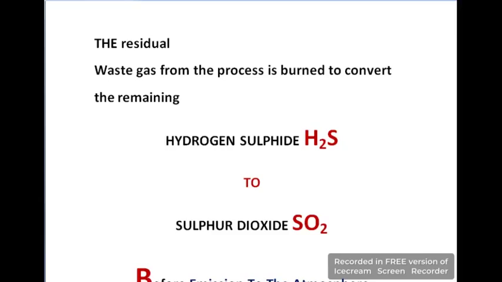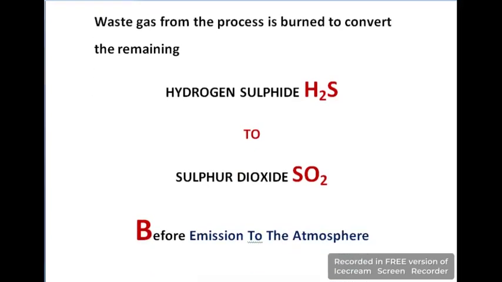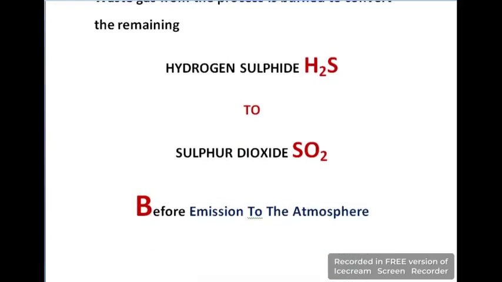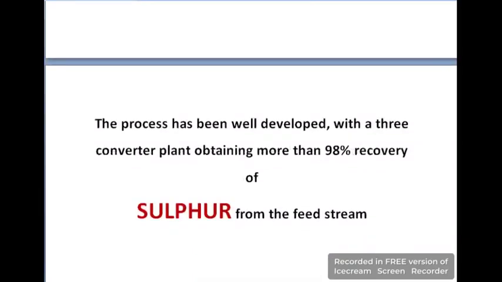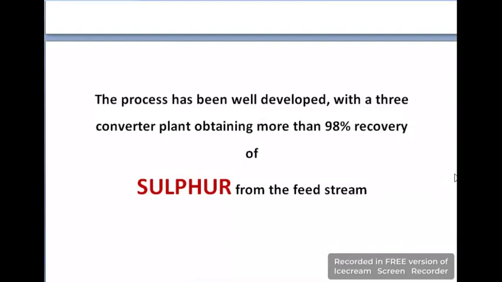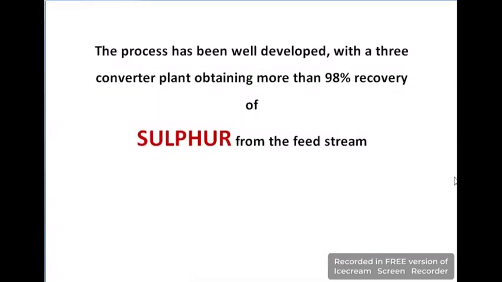So the catalytic reaction plays an important role in this process. The hydrogen sulfide which remains unreacted in the furnace, here in this second step of catalytic reaction, converts into sulfur dioxide. So before emission into the atmosphere, we get approximately 98% sulfur from these feed streams.